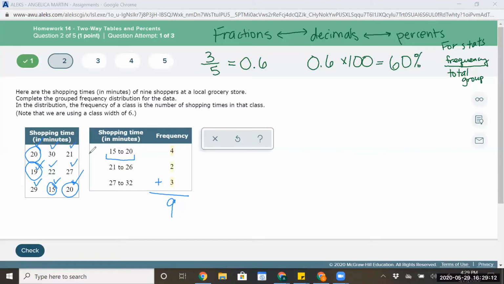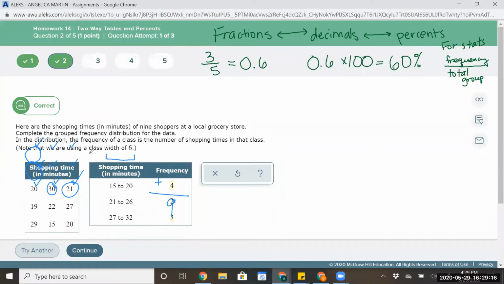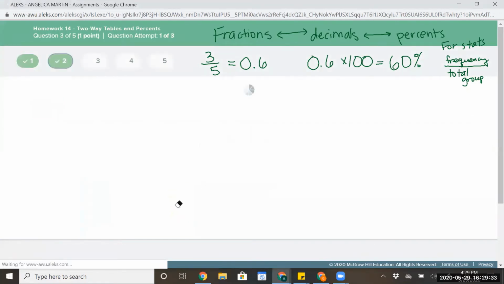Okay, so I'm going to go ahead and check our work here, make sure we did a good job. And it's correct, so we are ready to move on. And once again, you could click on try another if you want to get some extra practice in. I think stats starts to become a little more fun than some of the things you were doing before. So moving on to question 3.